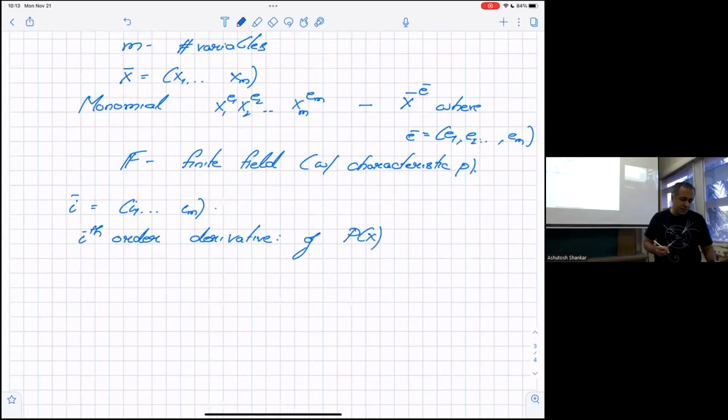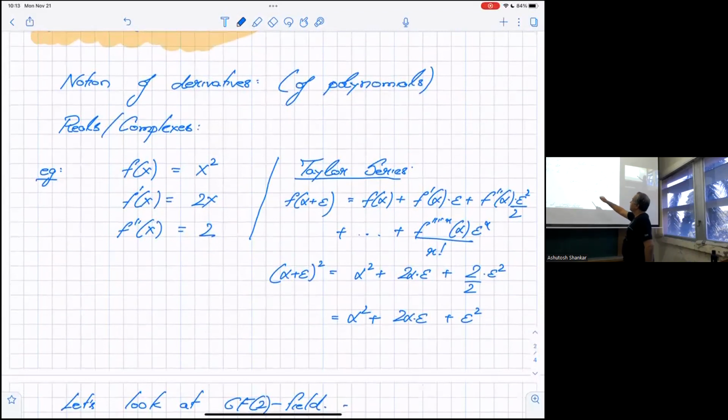What was Taylor series? We took the polynomial x square. We wrote alpha plus epsilon square and expanded it out. The coefficient of the constant term in epsilon was the evaluation, alpha square. The coefficient of epsilon was the first order derivative, up to scaling of this quantity. The coefficient of epsilon square, scaled, was the second order derivative. We will now define derivative just to be the corresponding coefficient. So we just write.